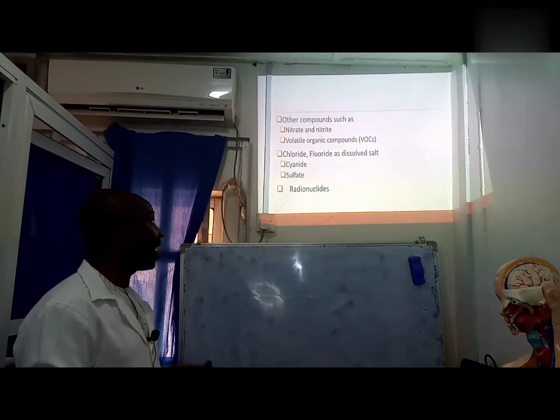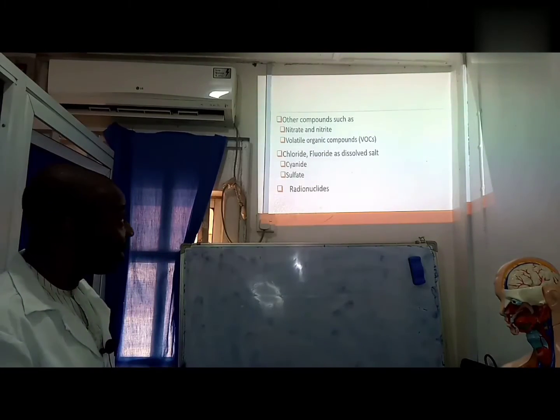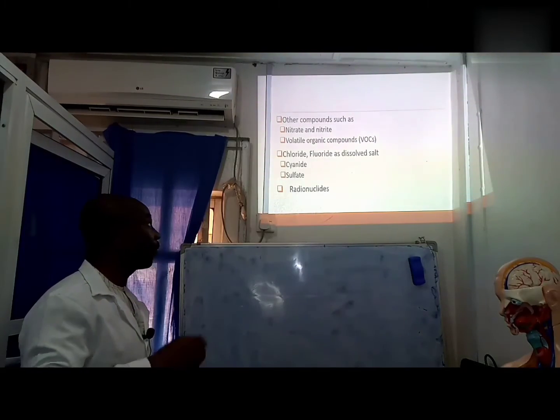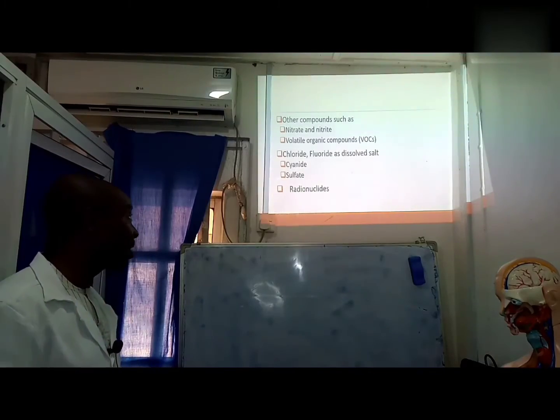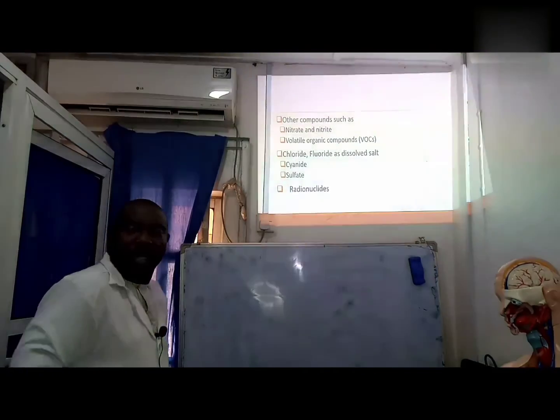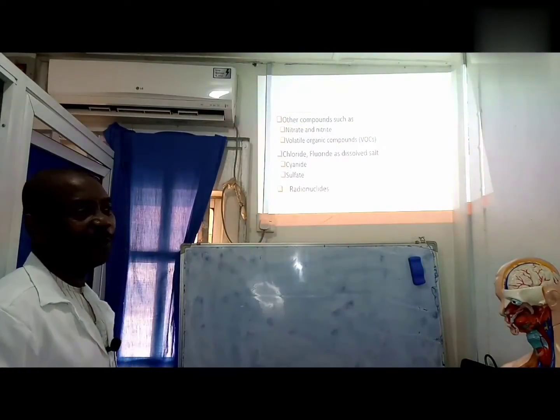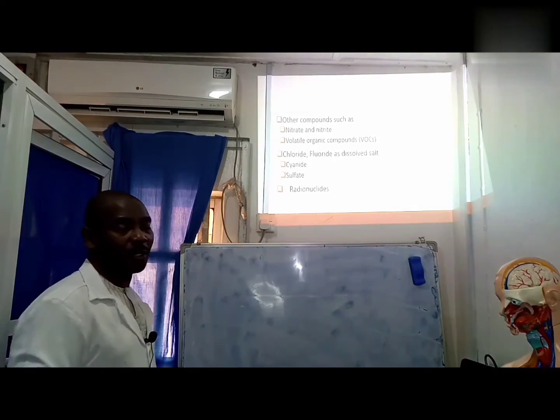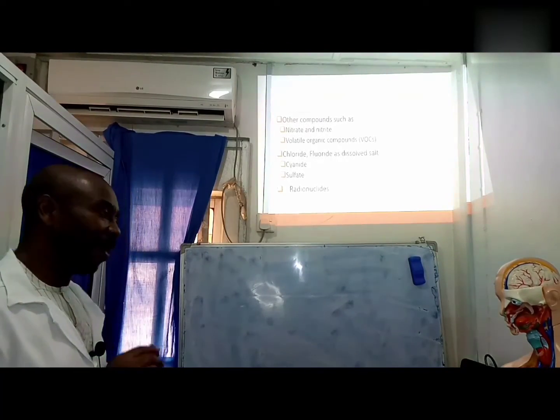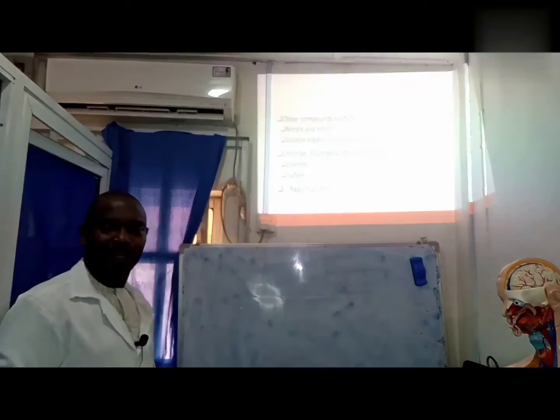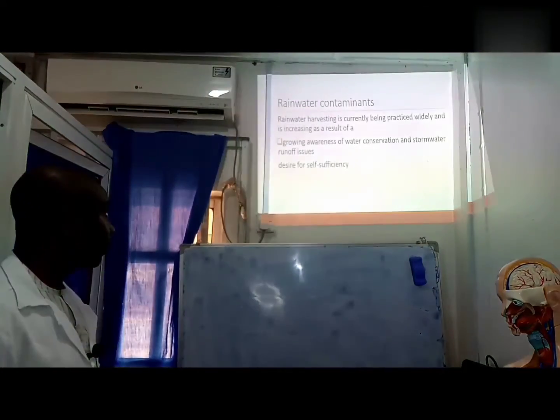So other compounds such as nitrate and nitrite, volatile organic compounds, chloride, fluoride as dissolved salt, cyanide, sulfate, radionuclides can be found in borehole water or underground water. And so the analysis must be comprehensive enough to capture all of that.